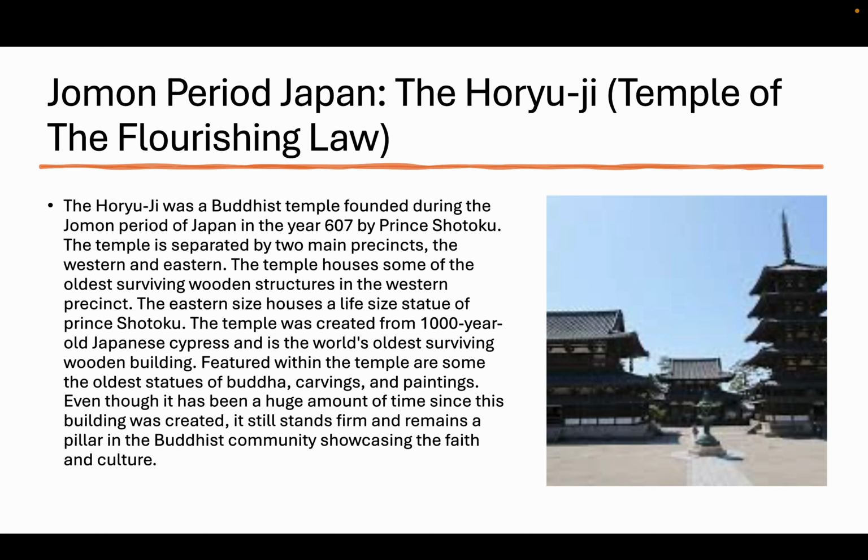The eastern side houses a life-size statue of Prince Shotoku. The temple itself was created from a 1,000-year-old Japanese cypress, which is the world's oldest surviving wooden building. In the temple are statues of Buddha, carvings, and paintings that are some of the oldest. And even though there's been so much time since it was created, it still stands tall and remains firm and is a huge pillar within the Buddhist community.